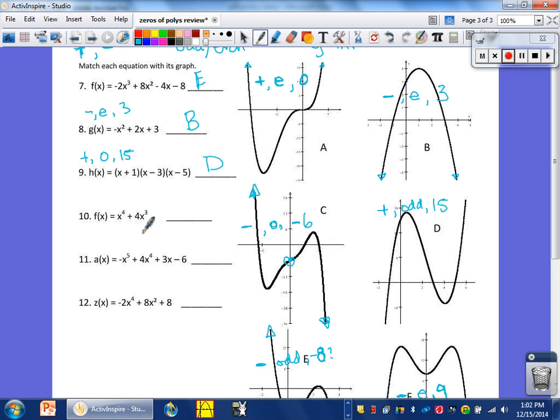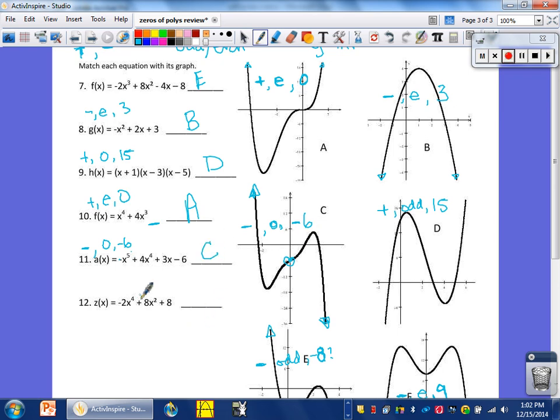There we go, D. This is a positive even that crosses at 0. Notice there's no number here. That must be A. This is a negative odd that crosses at -6. Negative odd crosses at -6. Oh, it looks right here.